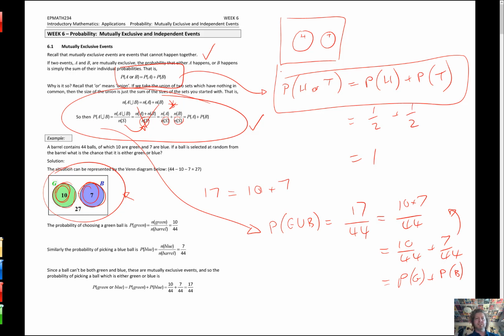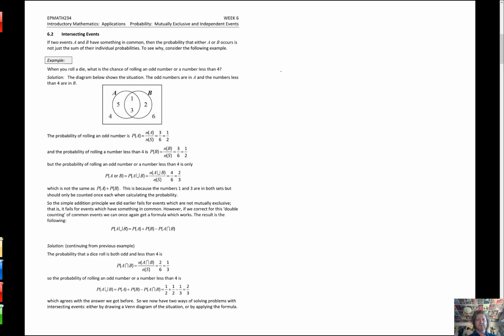So what's this big issue with, well, what if they're not? What if there's some overlap? Well, let's look at an example where there's overlap. We call it intersecting events. Overlap is an intersection. Just these circles intersect each other and form an overlap. Let's just look at this example and we'll use this to explain how the formula is going to change. It's a very minor change.